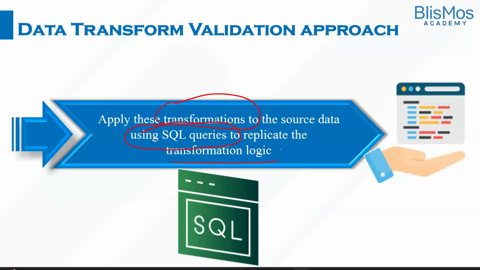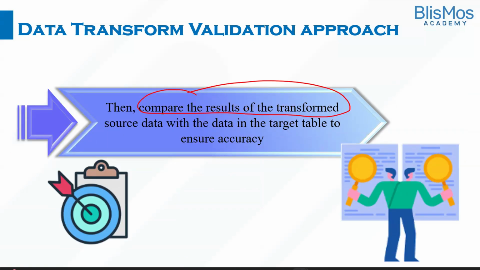You may be asking a question, what the heck? Developer would have already done this, right? Why do I need to do that? That's the whole point here. Developer has applied the transformation by using any tool. It can be Informatica, it can be Azure Data Factory, it can be Snowflake, but being a tester, being a quality engineer, you are not believing what they have done. You got to apply the transformation as per the source to target mapping and then compare the results of the transformed source data with the data in the target table, which is transformed by developer.